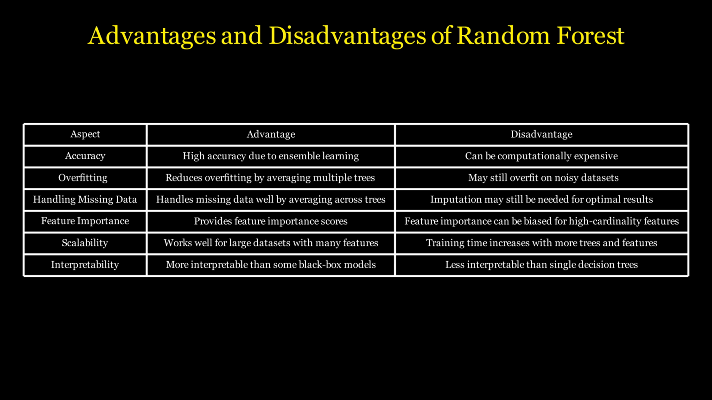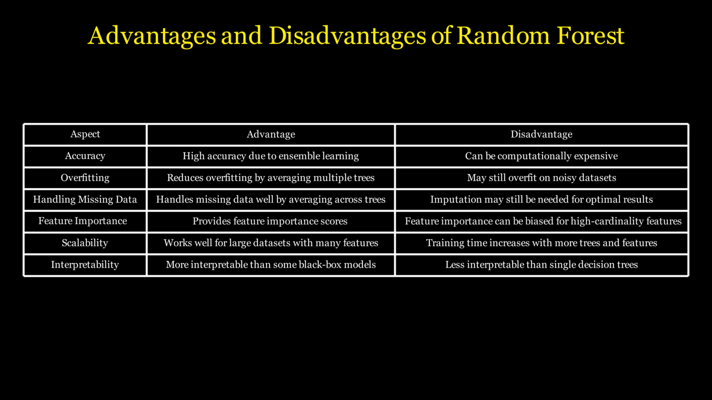Random forest reduces overfitting by averaging predictions from multiple trees. However, it may still overfit on noisy datasets if not properly tuned. Random forest handles missing data well by averaging predictions across trees. However, imputation may still be needed for optimal results in some cases.